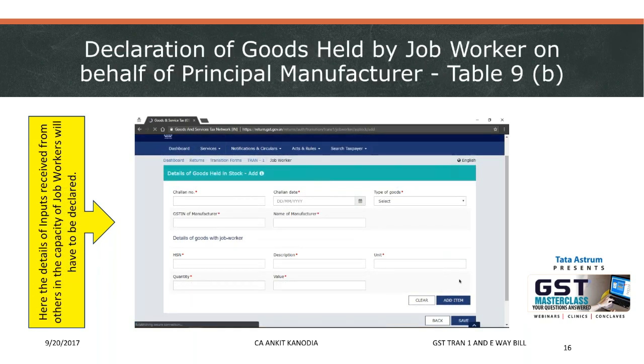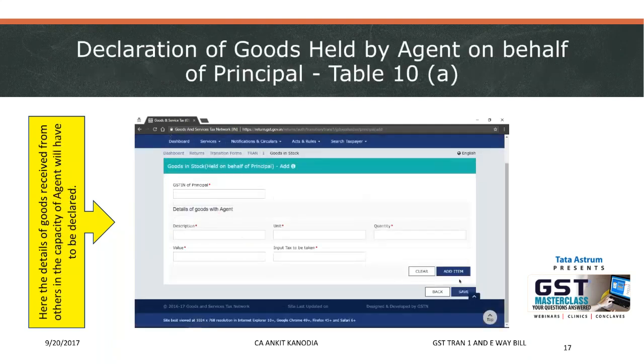This is particularly for the job worker, again a similar form, wherein the job worker has to file a declaration of what goods are with him. So when the principal files, the same has to also be accepted and filed by the job worker. If the two do not match, then there would be issues in filing. Means the total quantum of the amount, the quantity and the description should match if the job worker is registered. Similarly, when the goods are sold through an agent, those details are required.